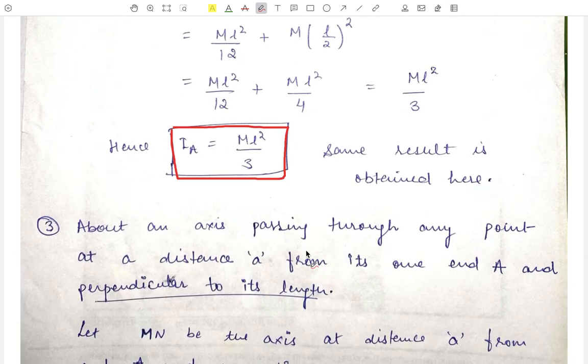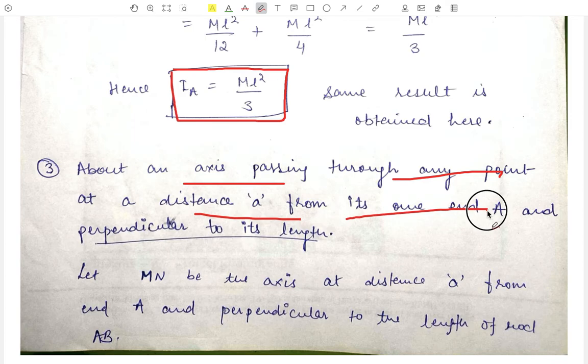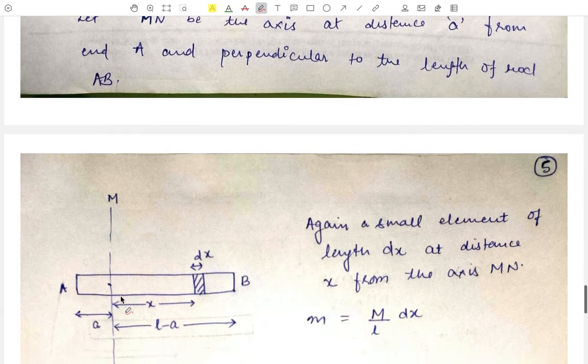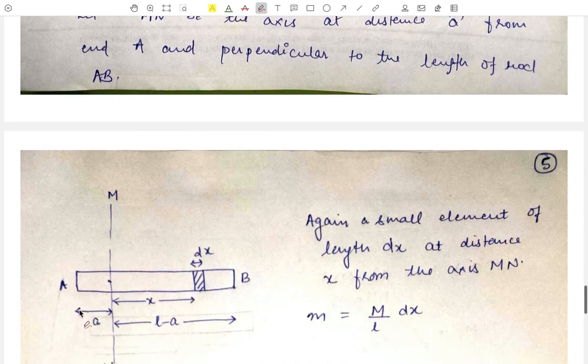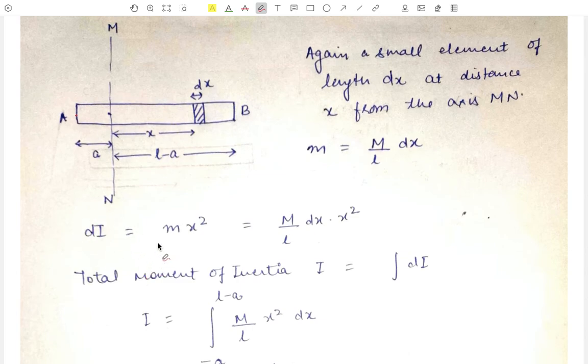Now, we have one more case. If we have to find the moment of inertia of the rod about an axis that is passing through any random point at a distance a from one end point, and perpendicular to its length. Say this MN be that axis, at a distance small a from one end A and perpendicular to the length of the rod. Again we will follow the same procedure. For a small length element dx at a distance x from the axis MN, the moment of inertia is mx squared, that is m upon l dx into x squared.